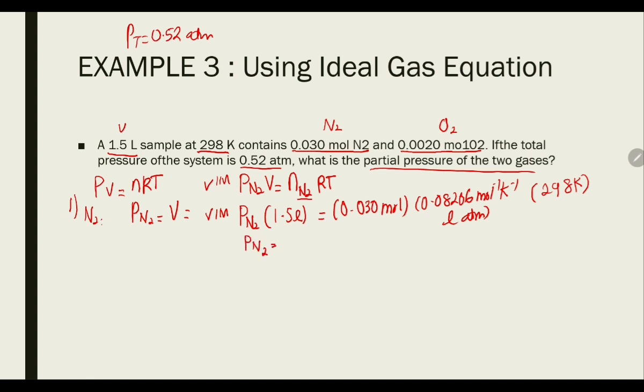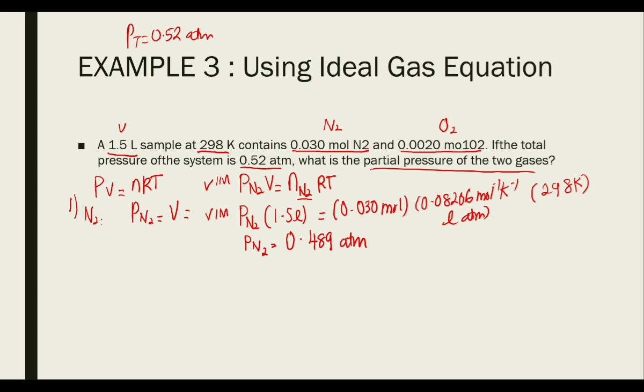So rearrange, and you will get the partial pressure of nitrogen. Again, try to press your calculator. If you press your calculator, you will get the partial pressure of nitrogen is 0.489 atm.